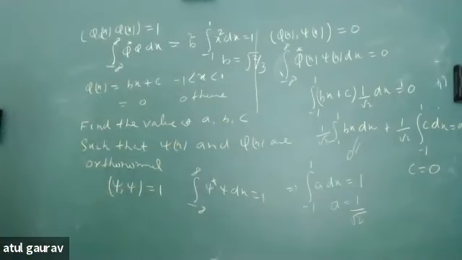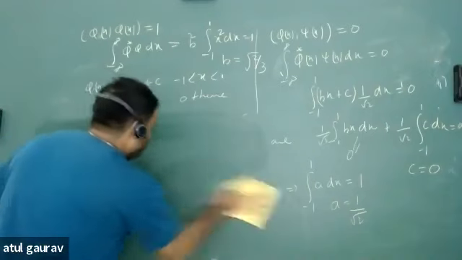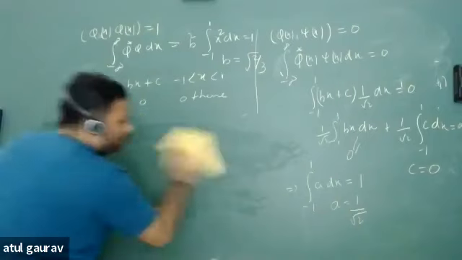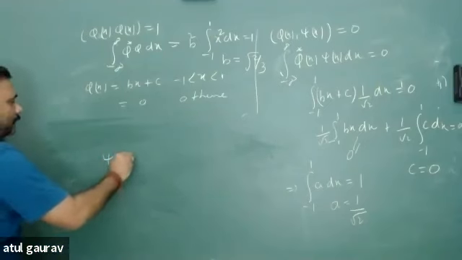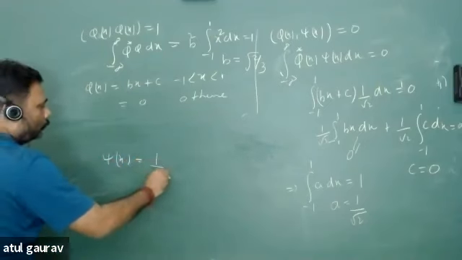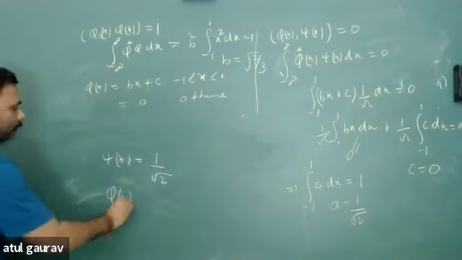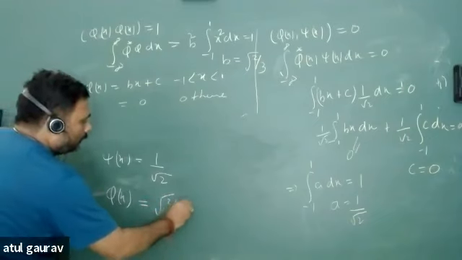Now look at the physics, or the basic thing. What have we got? We have two functions. You can do the calculation yourself, don't worry, the calculation is very simple. So why have I taken this example? Just look at what psi x is. Psi x is 1 upon root 2. And what is phi x? Phi x we are getting as root 2 upon 3 times x.